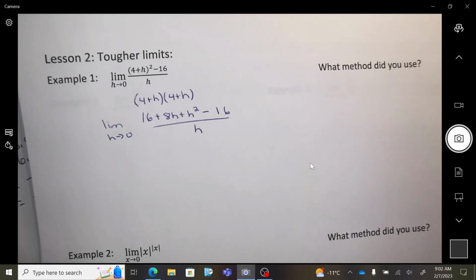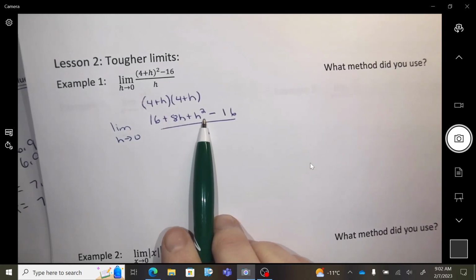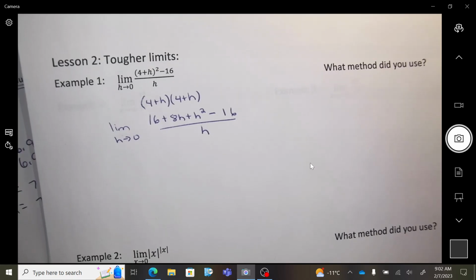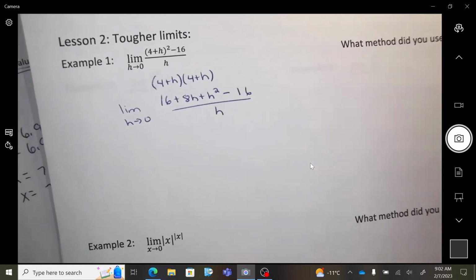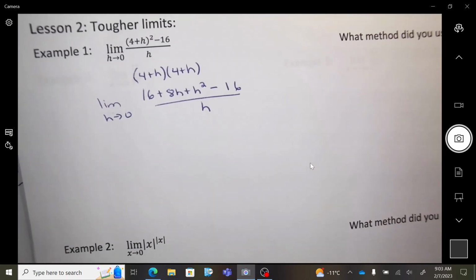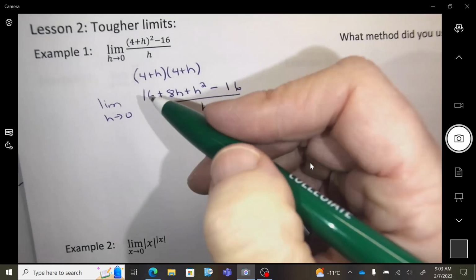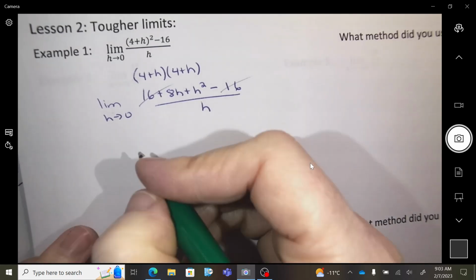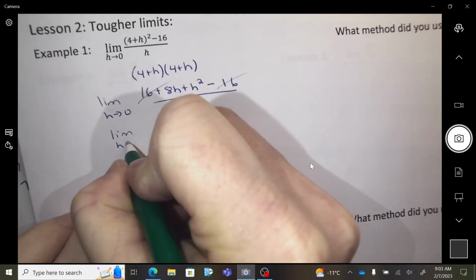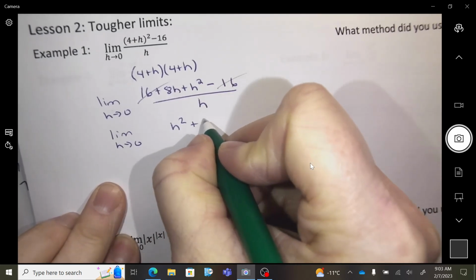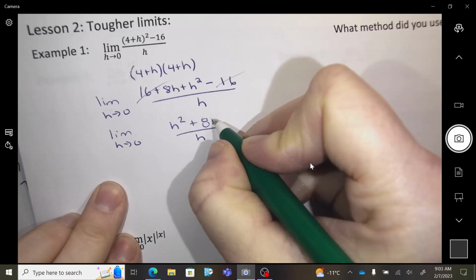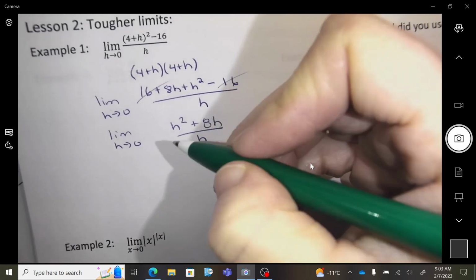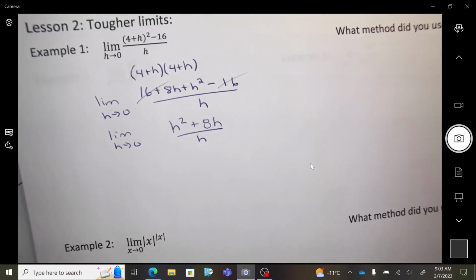Okay, so that's what I got when I FOILed that out. That's good. Now what could we do? Is there anything we can simplify, the 16s you're seeing? 16 minus 16, that could go. I'm just going to move those around, not a big deal. Okay, so this is what I'm at now.